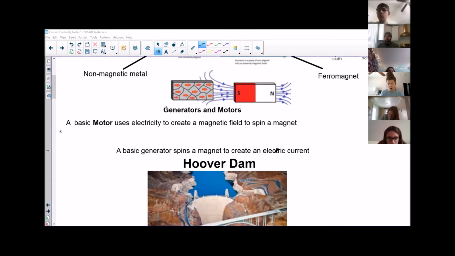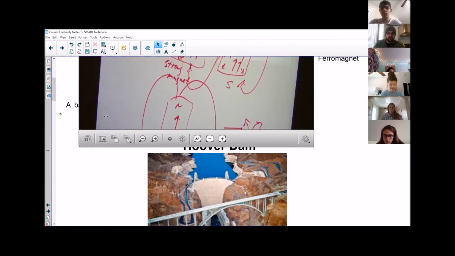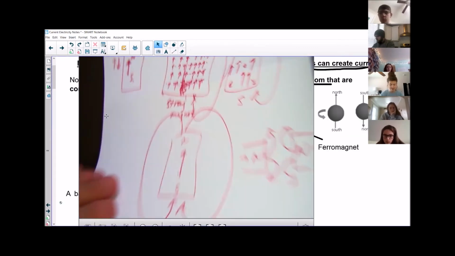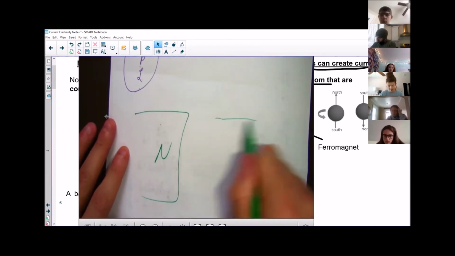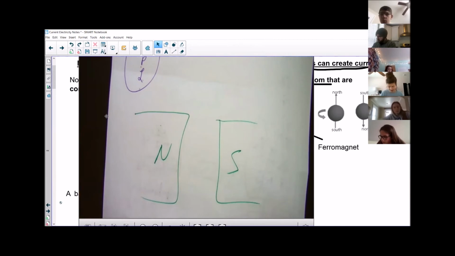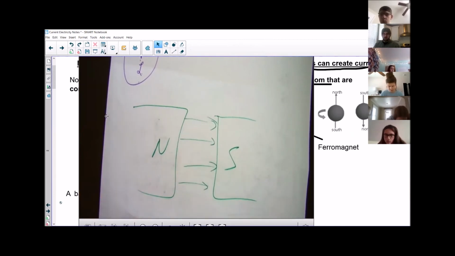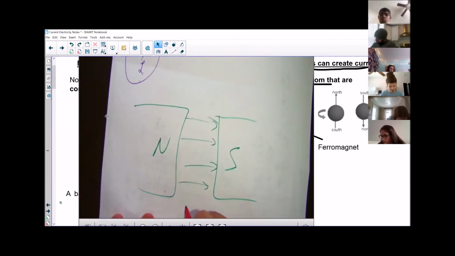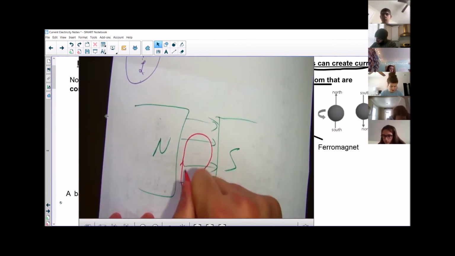So let's talk about how motors and generators work. The first one, a motor, uses electricity to create a magnetic field to spin a magnet. So the most basic motor you can have, let me go ahead and draw a picture of that. It looks like this. You have some kind of a large magnet, so like a north and a south pole, which creates a magnetic field. So imagine permanent magnets. Then you take a coil of wire like this, and you pass current through the wire.